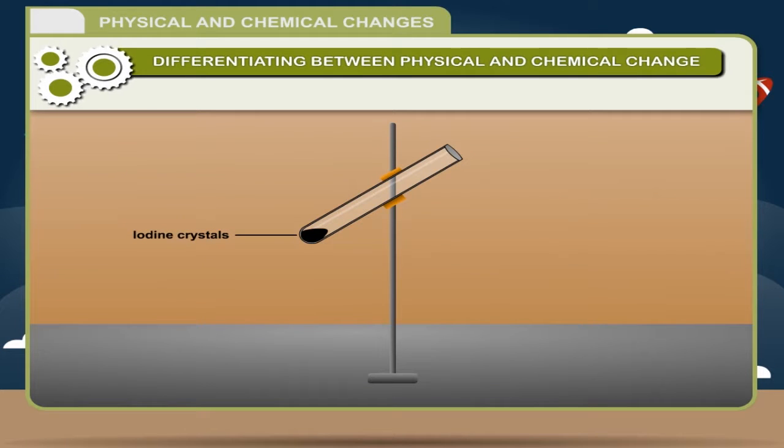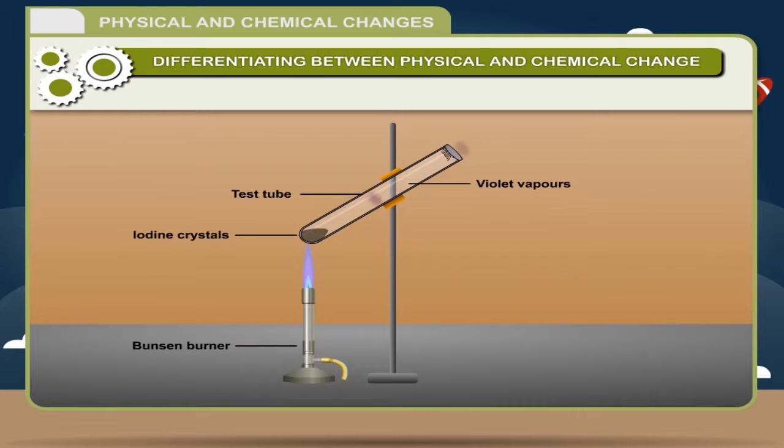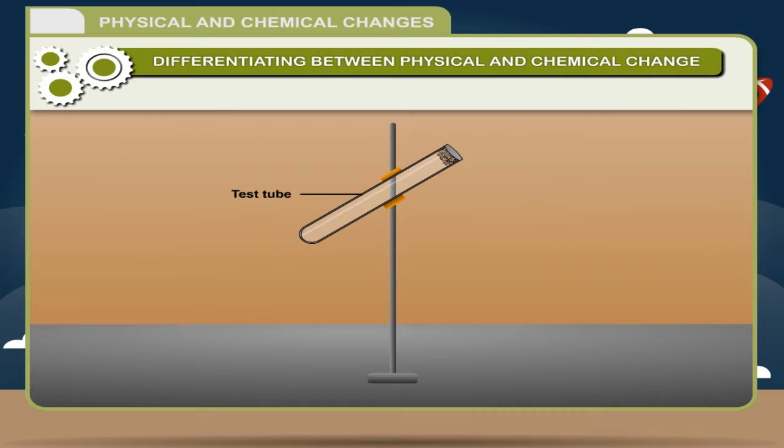Take some iodine crystals, which are black and shiny, in a test tube and then heat the test tube gently over a Bunsen burner. You will see that the test tube is filled with violet vapors, some of which leave the test tube also. When there is nothing left in the test tube, stop heating and examine the test tube. You will find that there is a deposition of black shiny substance near the mouth of the test tube.